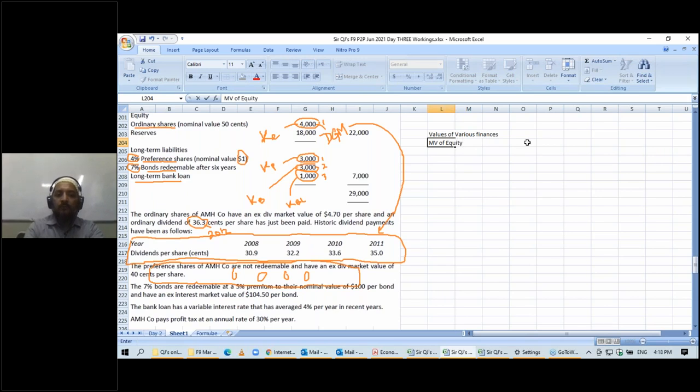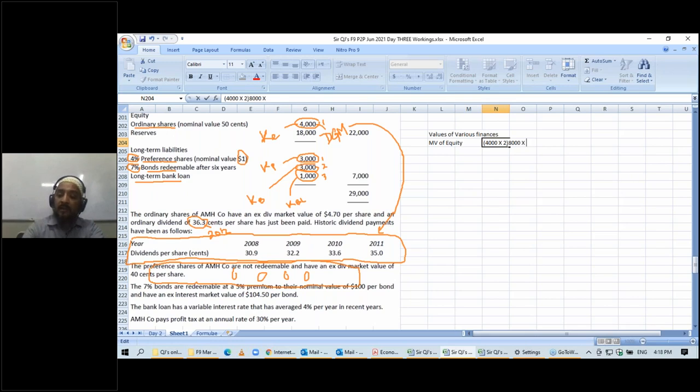According to the question, if you note, the equity capital is 4,000 as per the statement of financial position, but one share is just 50 cents. So there should be 2 shares per dollar. So the number of equity shares is 8,000 multiplied by the market price, which is given as 4.7.